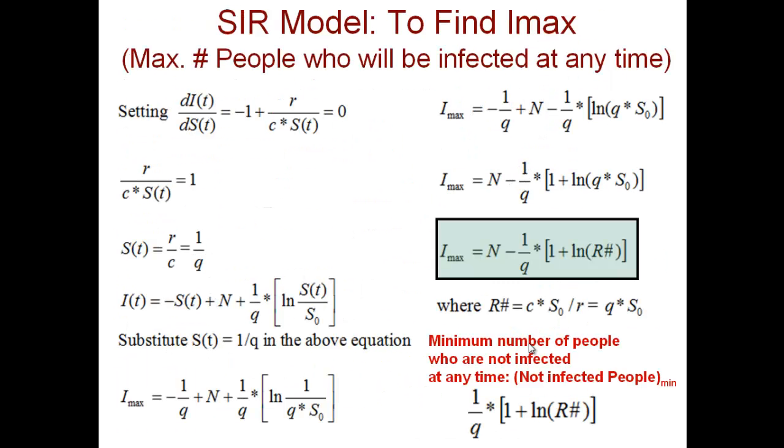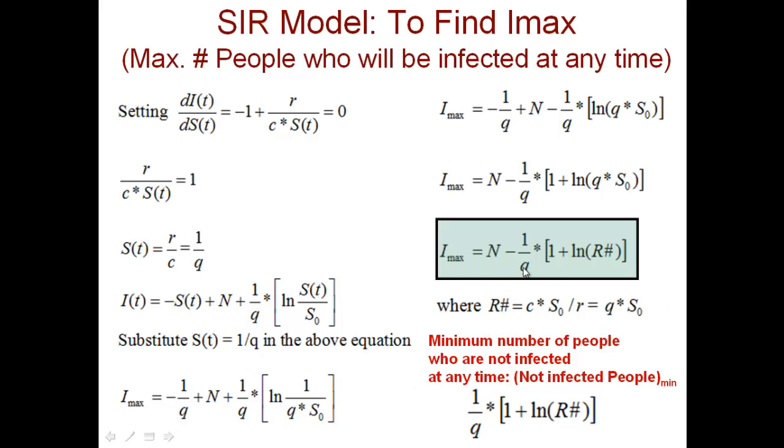Okay, so now we have our hash to be q times s of 0. And what is this q? Q is always c over r. So c times s of 0 over r. So that's q times s of 0.